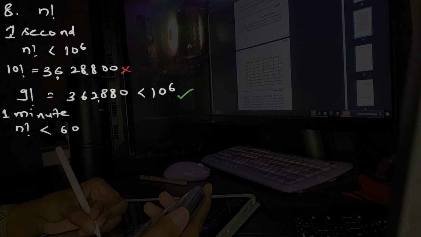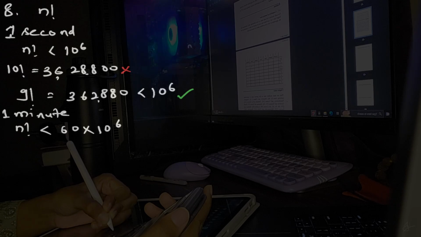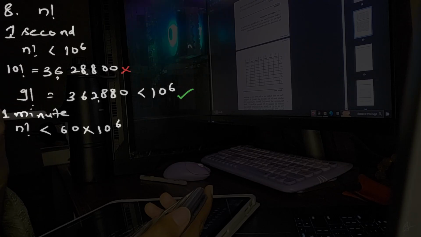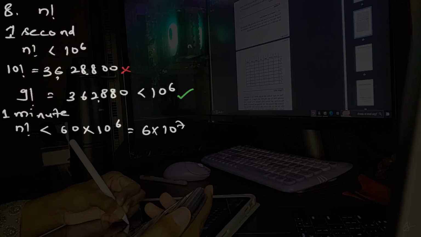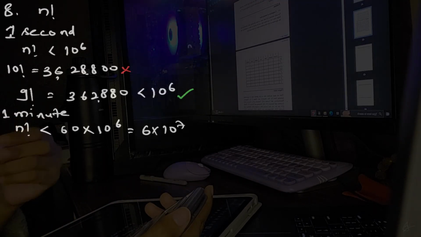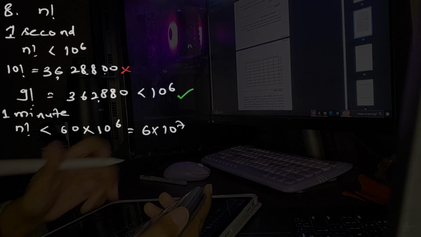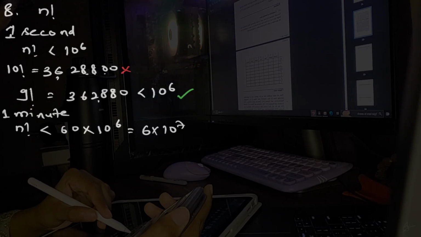1 minute has 60 seconds, and 60 seconds into this, which is nothing but, let's write it, 10 to the power of 7. 1 2 3 4 5 6 7. So 10 suffice.